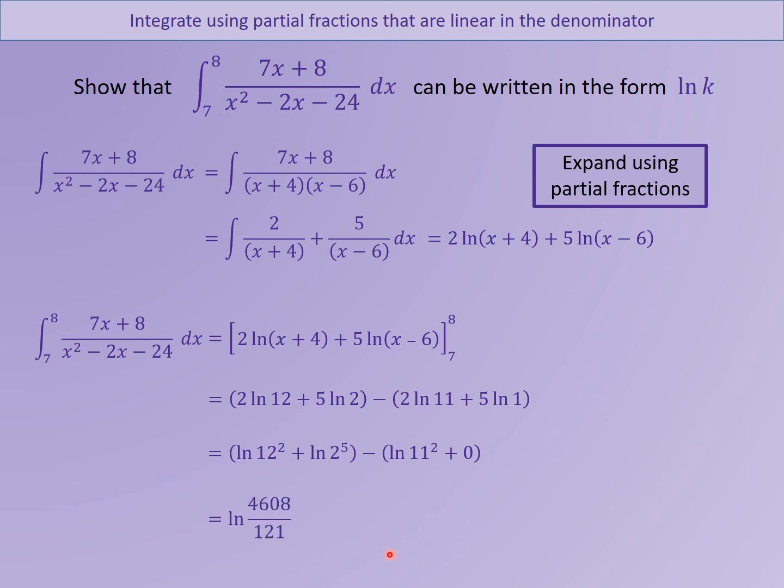And because I can use my laws of logarithms again, adding is the same as multiplying them. That's where that bit comes from. Minus is the same as dividing. That's where you get 121 from. And there you go. You're in that final form of ln k. And of course, you could check that answer compared to the decimal your calculator got, and they should be the same. It's a nice way to know if you're right.